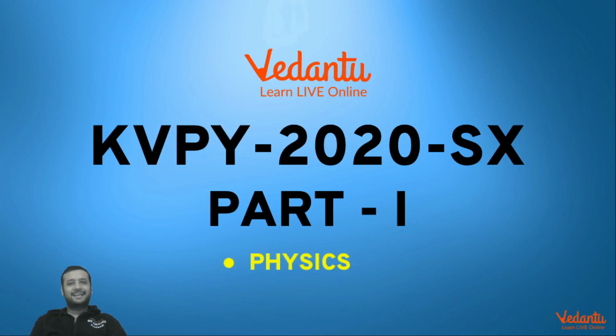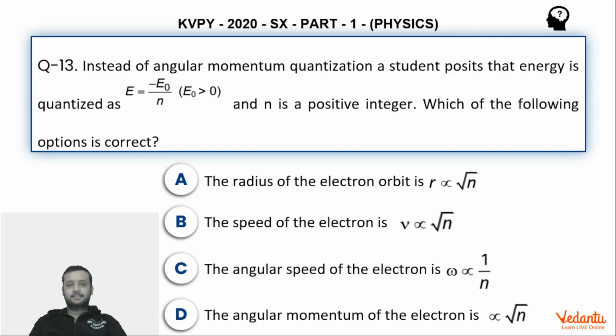Hi dear students, let's see this question that was asked in KVPY 2020 SX Part 1 Physics. This is a very standard question. These types of questions are very much there in class 12th, or those who have prepared for JEE Mains or Advanced would have done these types of questions quite a lot. It's a very standard type of question in which one of the rules is flouted.